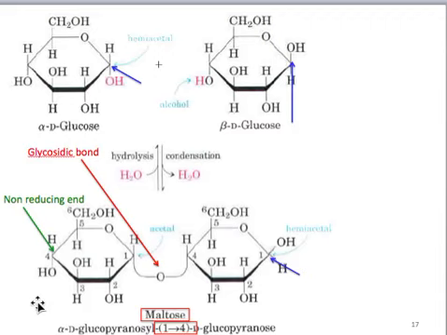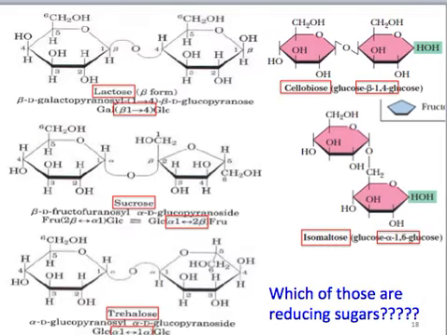The full name of maltose is recognized as alpha-D-glucopyranosyl-1,4-glucopyranose, from the non-reducing to the reducing end. Remember, all monosaccharides are reducing sugars. What about disaccharides? This line indicates the structure of a disaccharide. Can you guess whether it is a reducing or non-reducing sugar?